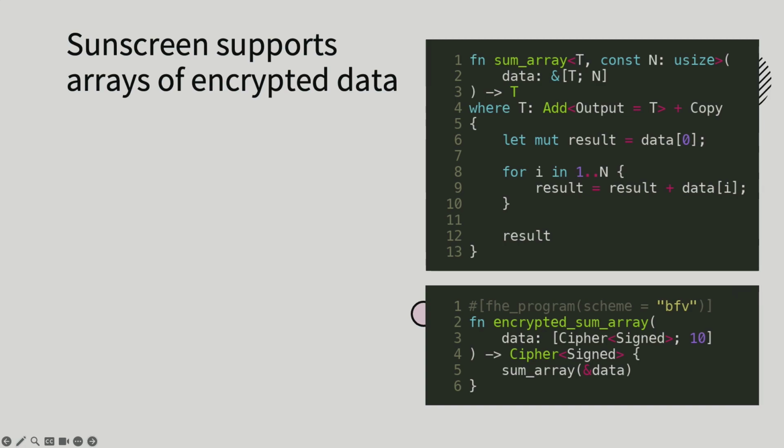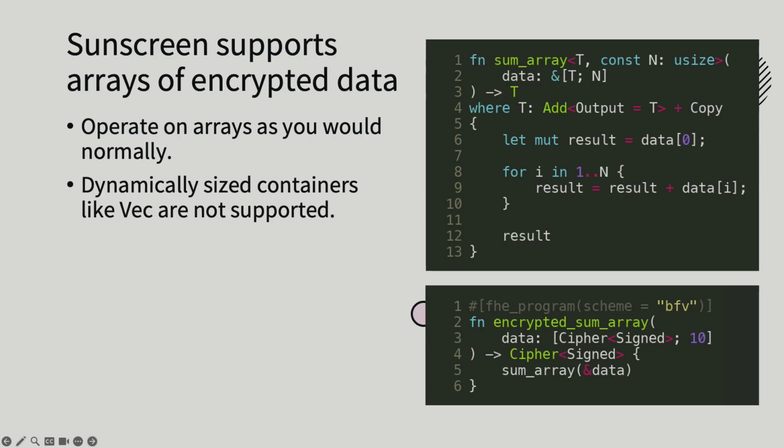Then if we want to call this in the encrypted form, we just call our generic function with the types that we care about. Note that for this to work, the compiler essentially needs to know how many operations you're performing in order to generate the correct parameters. So you need to have that 10, some sort of constant generic or constant number there that it knows about, so it can compile your program correctly.